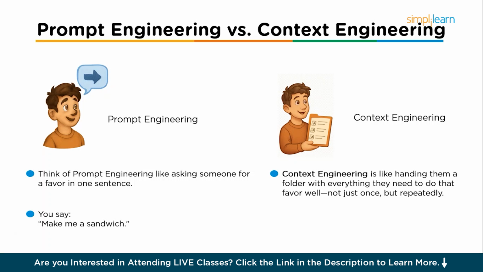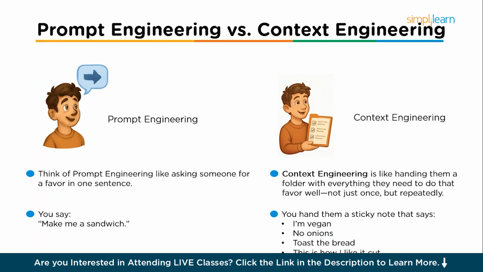Let's look at an example analogy, which is making a sandwich. Let's say you want someone to make you a sandwich. In the case of prompt engineering, you would say, make me a sandwich. That's it, no details needed. They don't know if you're allergic to peanuts, if you like mayo, or if you're vegan. So what do you get? Probably a sandwich, but maybe not the one you wanted.